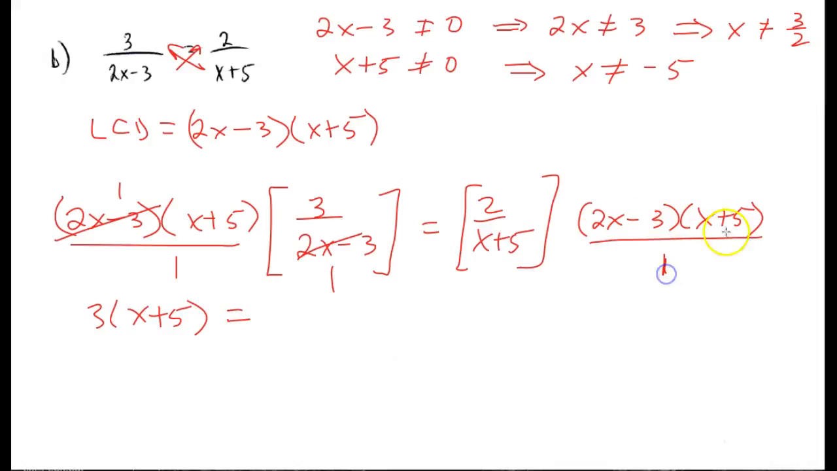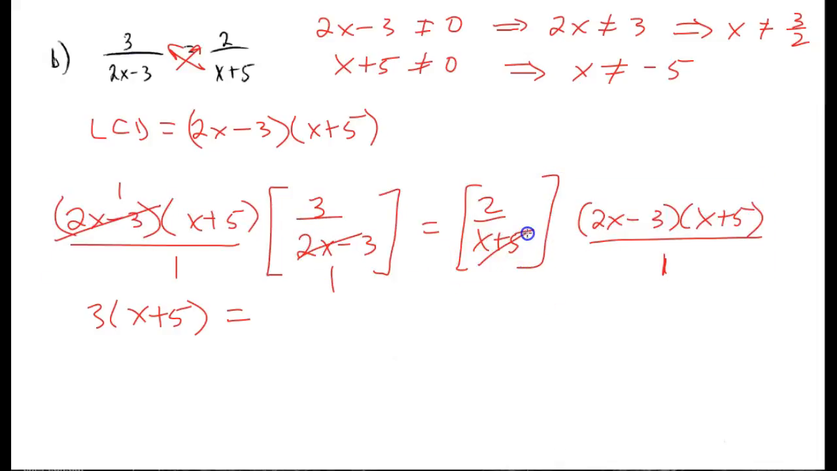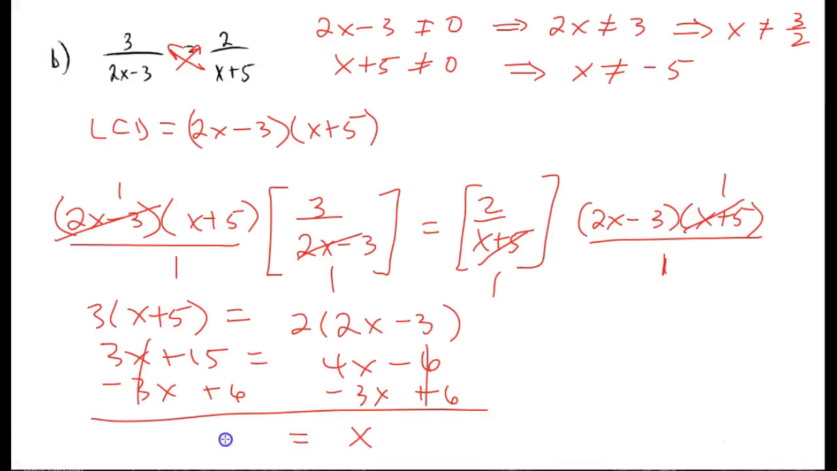We can put this over 1, and we see that x plus 5 is a common factor, and that reduces to 1. And so on the right side here, we just have 2 times 2x minus 3. And then, of course, it looks the exact same at this point. So here, subtract 3x from both sides, add 6 to both sides, and we see that x is equal to 21. So same kind of thing.